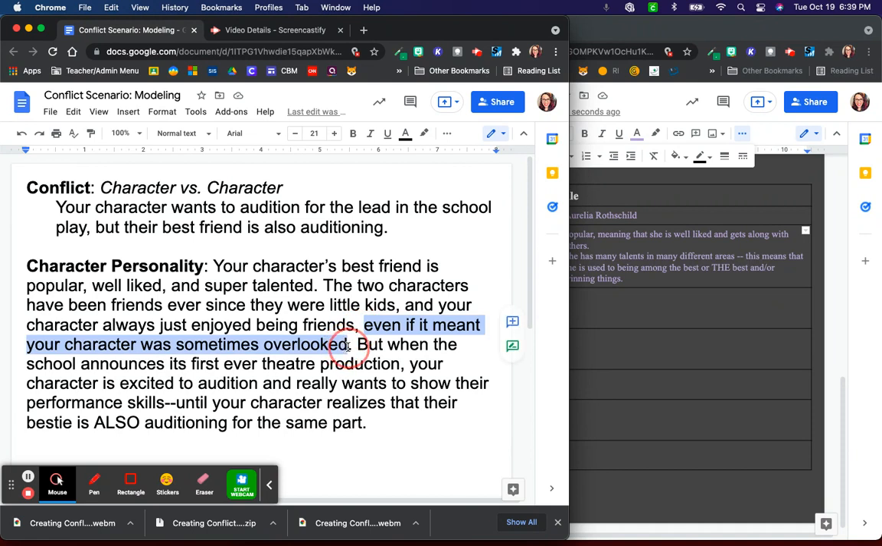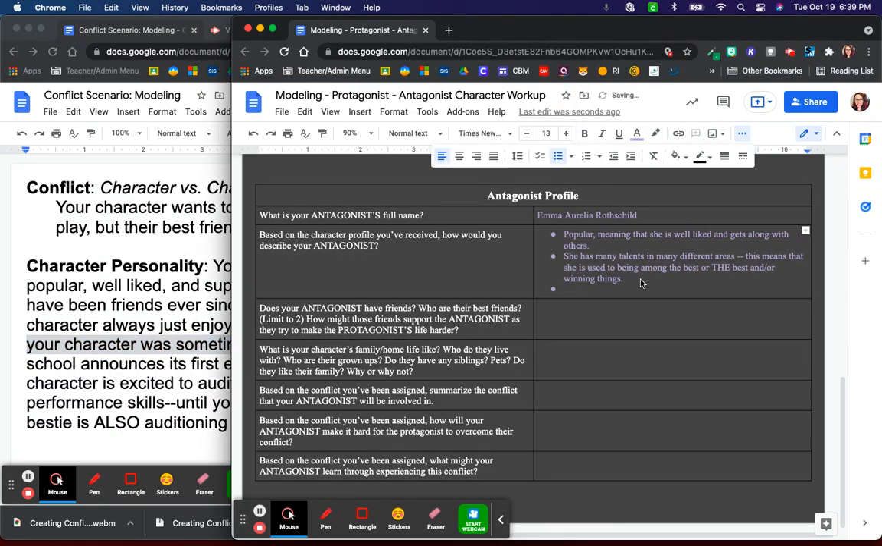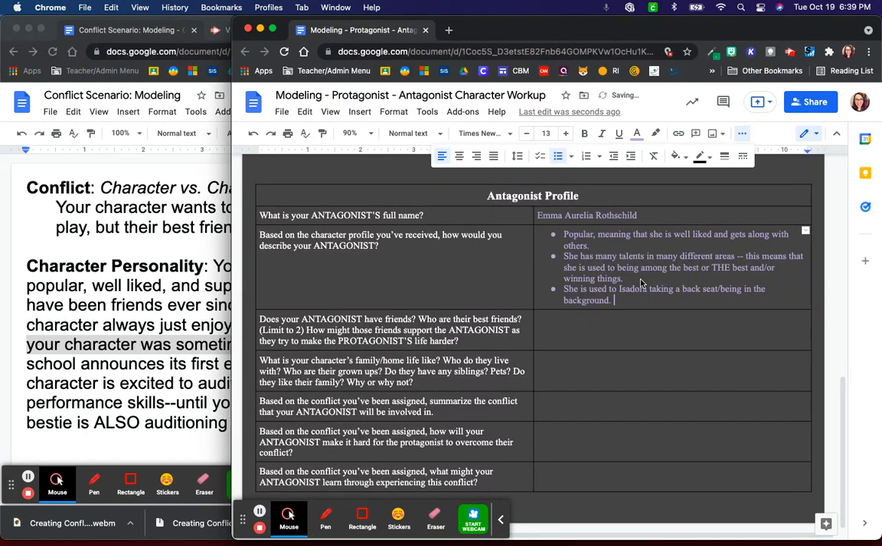when we think about Isadora, she's always been kind of okay with being in the background. She's been okay with being overlooked. But now she has this one thing that she wants, and that's the thing that Emma also wants. So that's going to create some friction. So I'm going to say here as well, she is used to Isadora, which is the name I gave my protagonist, taking a back seat or being in the background.